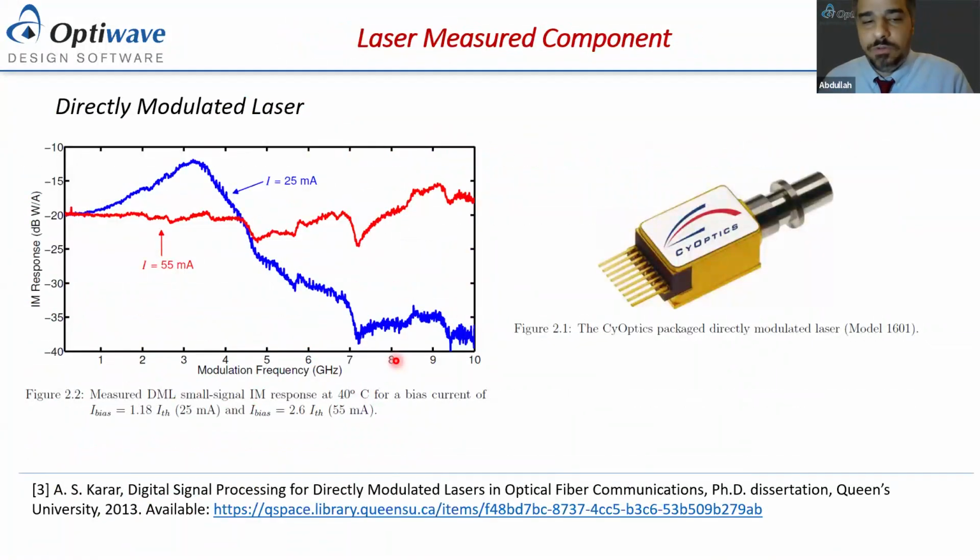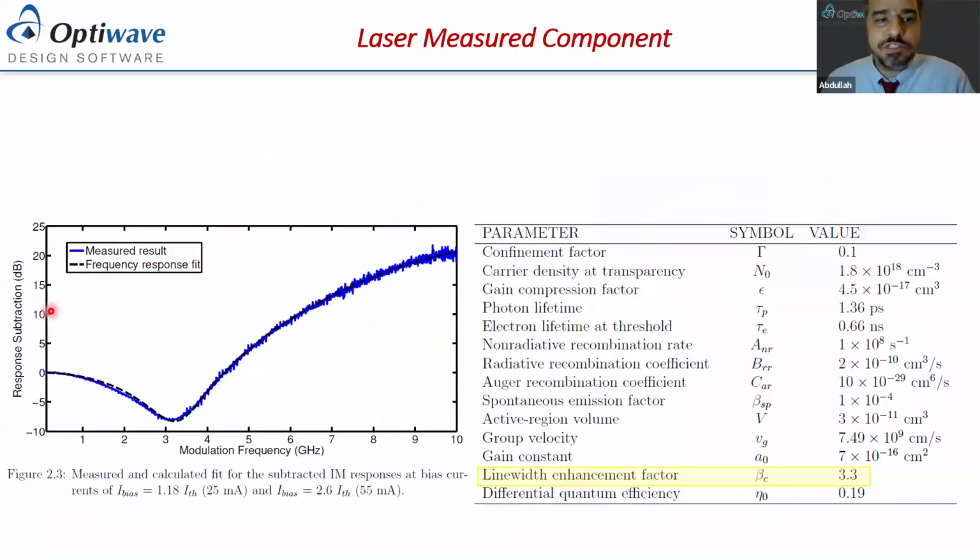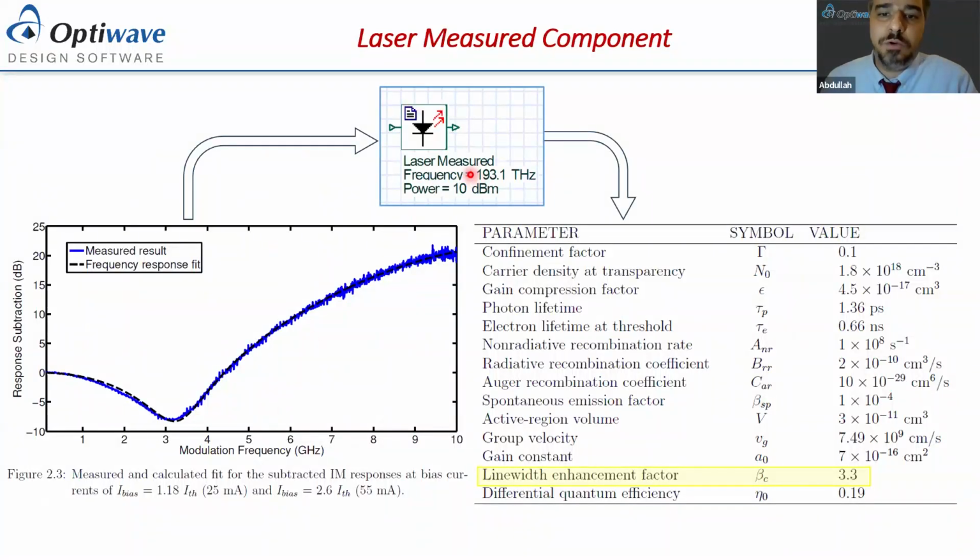So let's take an example of this laser here used in this publication, and it's a PicoOptics laser. This is a legacy system. Nonetheless, it's a very good way to demonstrate the capabilities of OptiSystem. And here we're measuring the intensity modulation response at 2 different bias conditions, about 1.18 times the threshold current and 2.6 times the threshold current. And if you subtract the IM responses, you can take this subtracted response, load it into a file, and provide it into the laser measure component.